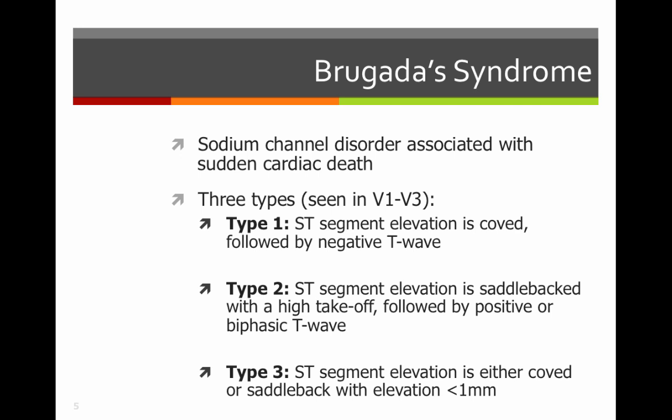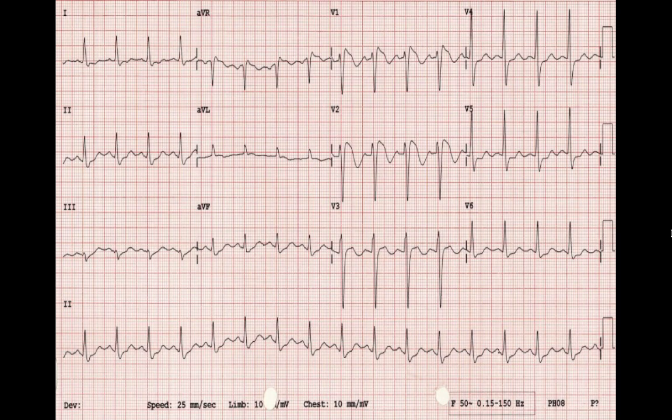Type 3 is just a combination of type 1 and type 2. You might see a little bit of ST segment elevation that's coved in one lead, and then in another lead, V1 through V3, might be that saddleback. Here we see an example of a type 1 Brugada syndrome. If you look at V1 through V3, especially V1 and V2, we do see those coved ST segments with inverted T waves. So when we say coved ST segment, that's what we're talking about. It's a slight ST elevation, and it just bumps up and then inverts with the T wave.